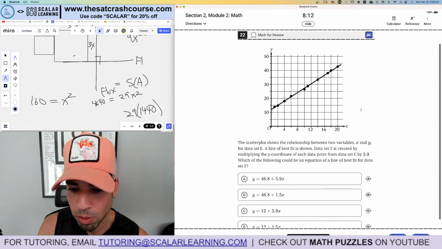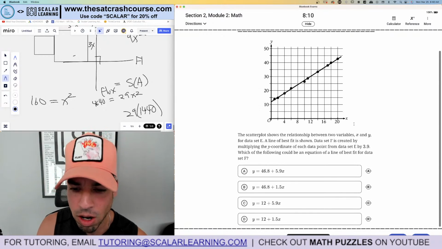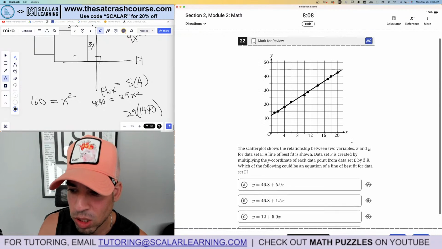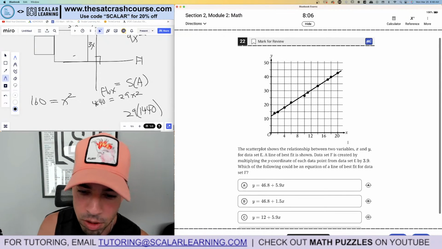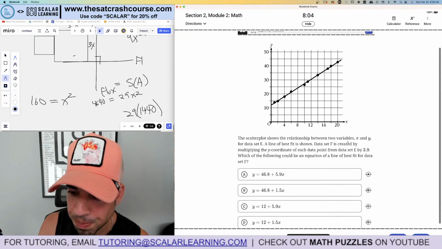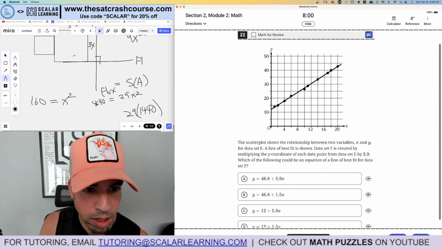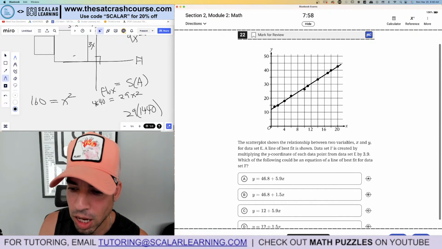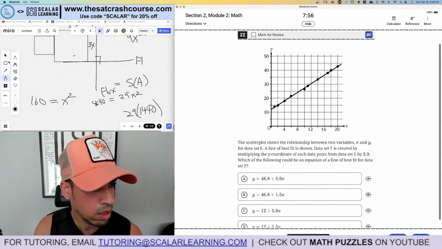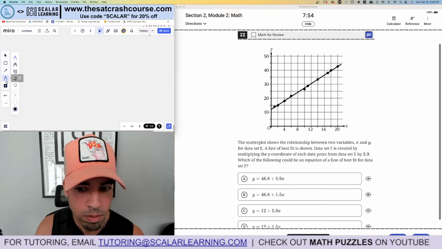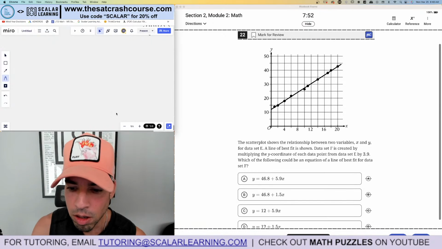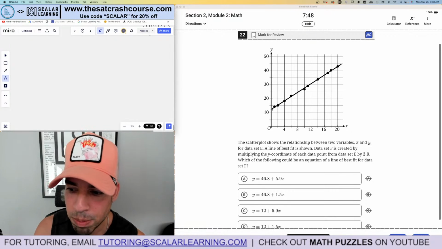Some of these questions are different than what I was expecting. This is very interesting. All right. The scatter plot shows a relationship between two variables, X and Y. For data set E, line of best fit is shown. Data set F is created by multiplying the Y coordinate of each point by 3.9.